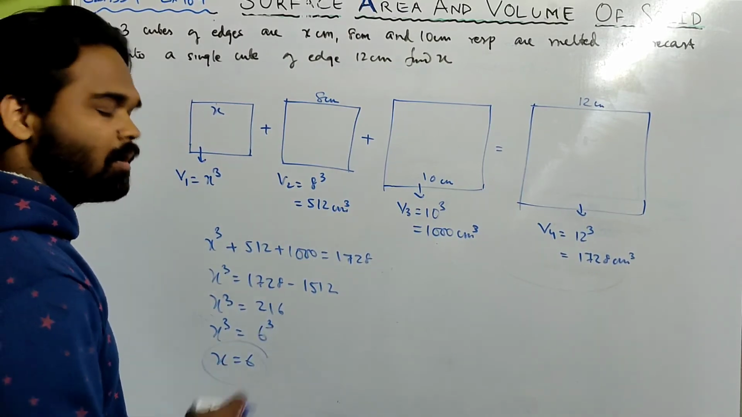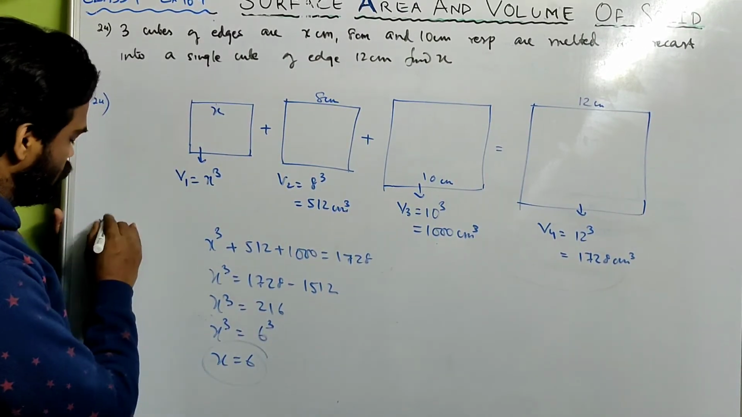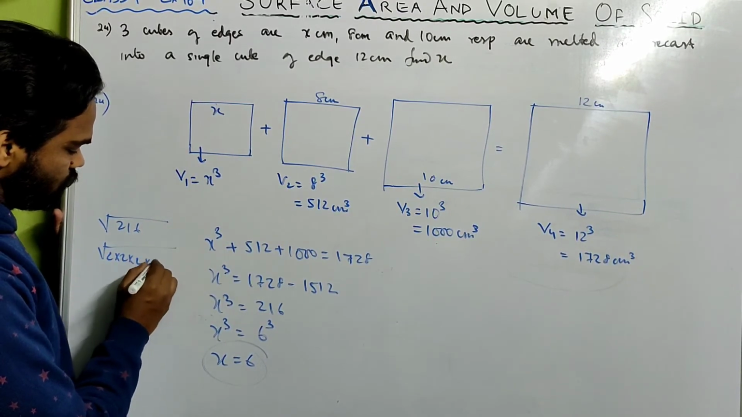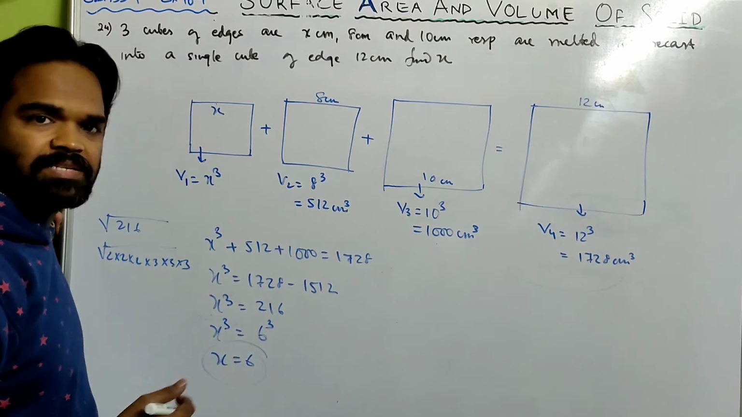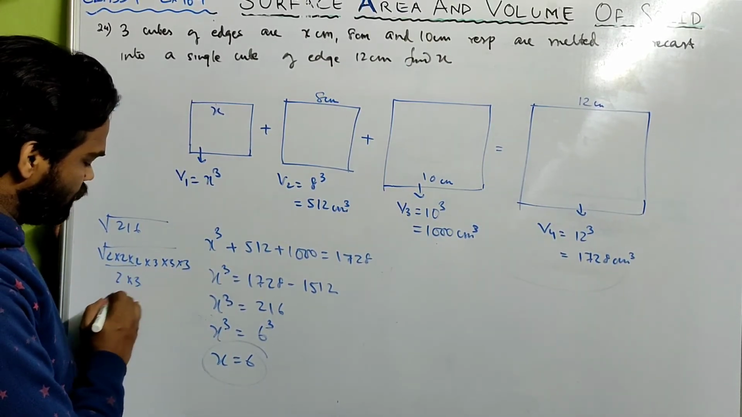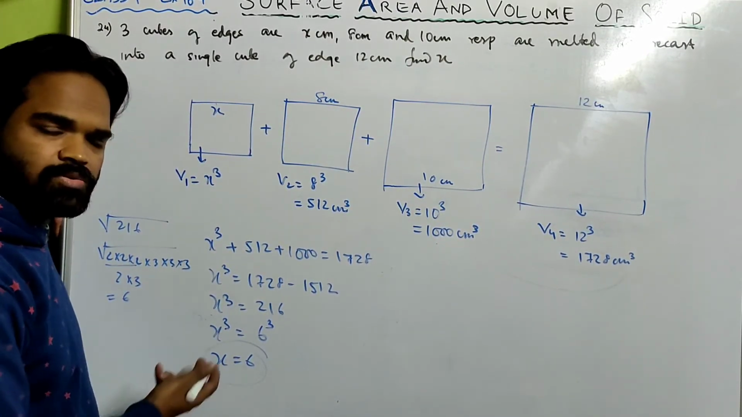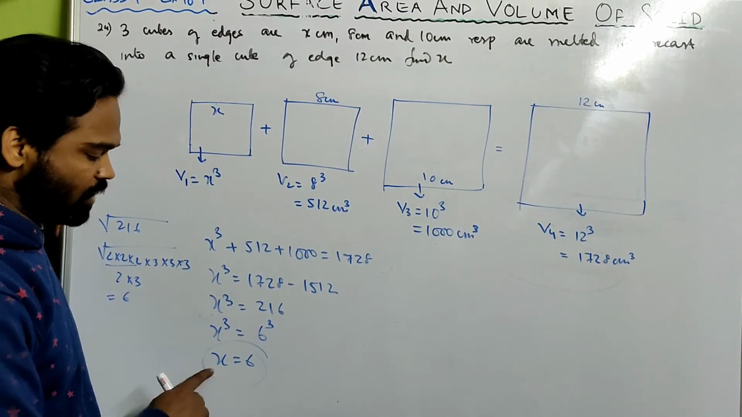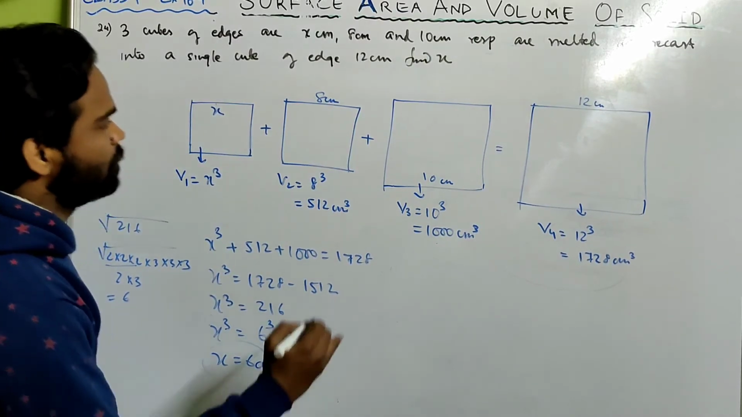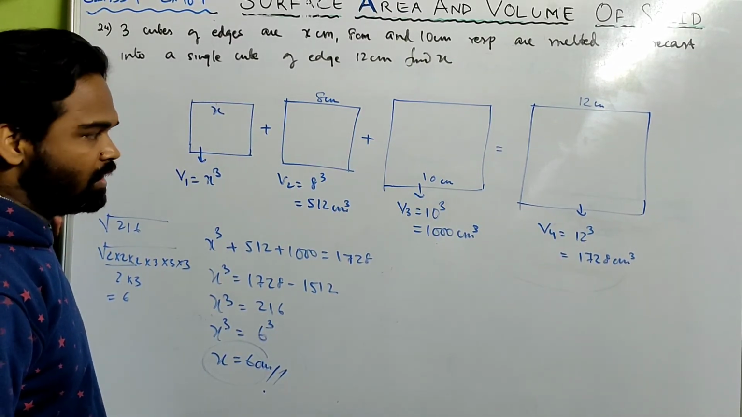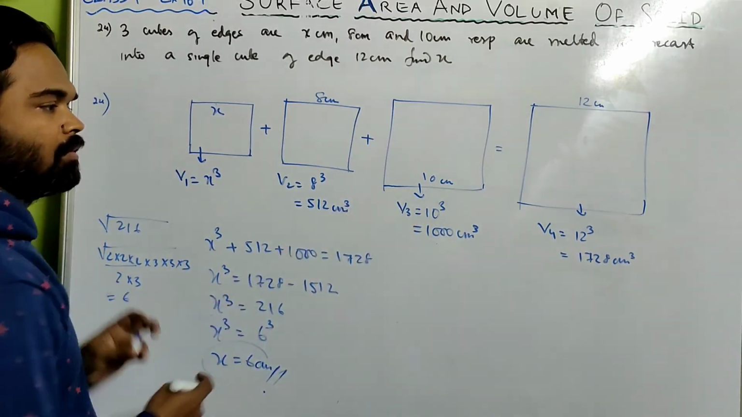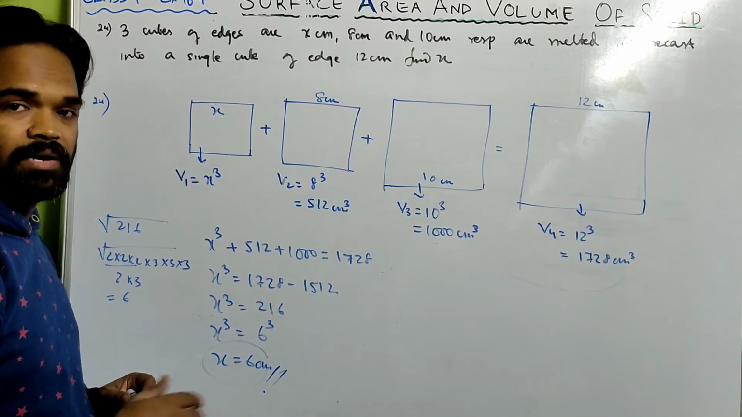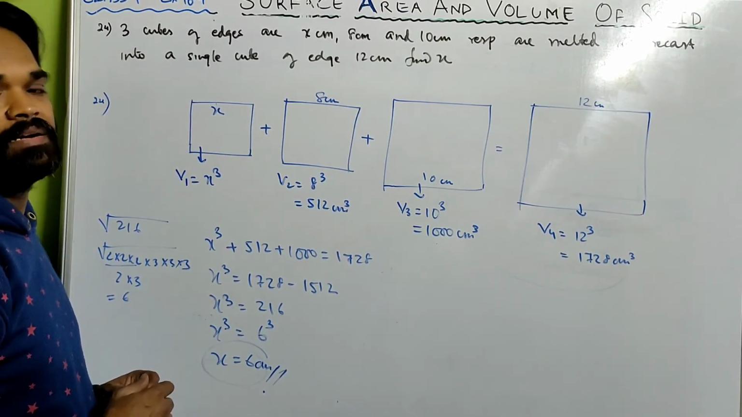Or you can find the cube root of 216. Cube root of 216, we know that's 2 into 2 into 2 into 3 into 3 into 3. That's 6. 2 will come out and 3 will come out. Or we can do like this also, indices property. If the powers are same, the base is the same. Very easy. So x is 6 centimeter. Okay, just add the volume, equate it with the volume of the cube with side 12 centimeter. Clear? Now let us look at the next sum.